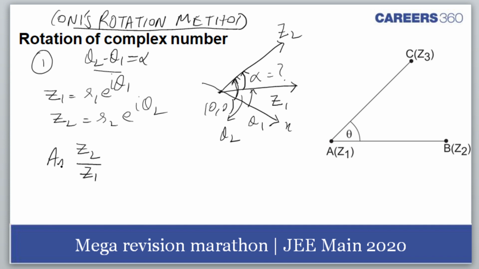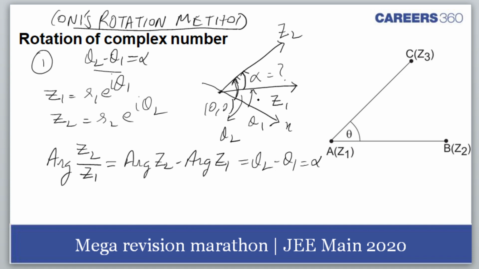So I should write argument of Z2 upon Z1. That would be nothing but argument Z2 minus argument Z1. That is nothing but theta 2 minus theta 1, that is alpha. That's how we represent the angle between two vectors. I hope you understand.